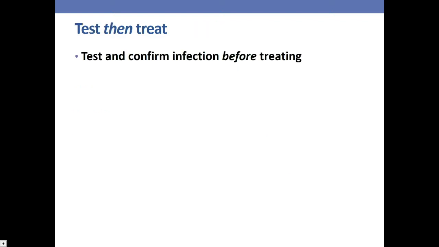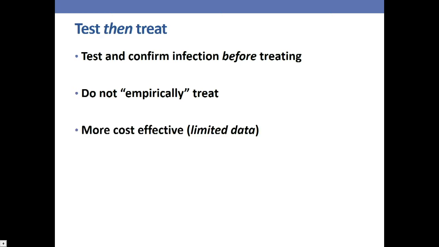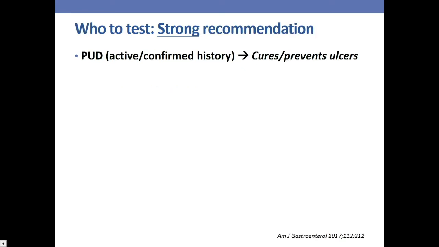So first, I want to just mention we've heard of test and treat, and I really sort of think it should be test then treat. So test first for infection, confirm infection before you treat a patient. Do not empirically treat. You might see that, you know, on an exam question, actually. That comes up a lot. Empirically treat the patient for H. pylori infection. That's never the answer. At least there isn't enough data to support that. And the reason is it's just more cost effective to first test and then treat. Data is, of course, limited.